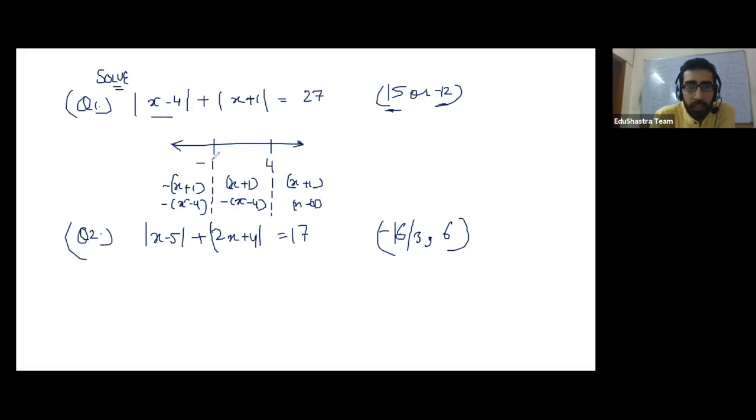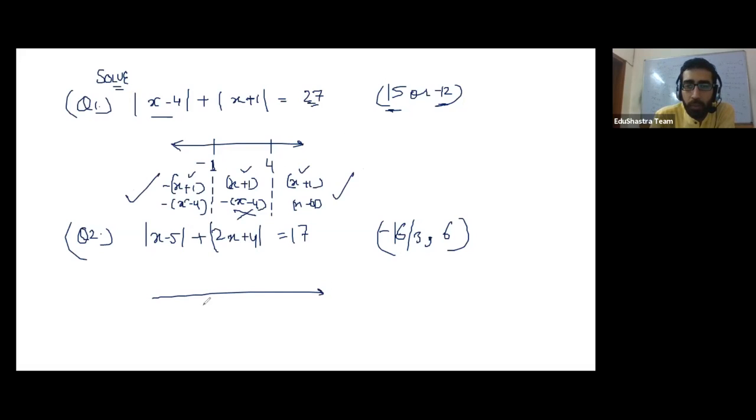So in these 3 different domains, you have to take these 3 different functions, equate them to 27 and find out which ones give you a solution. There is no solution for the one in the middle. There is a solution when both are negative, and there is a solution when both are positive.